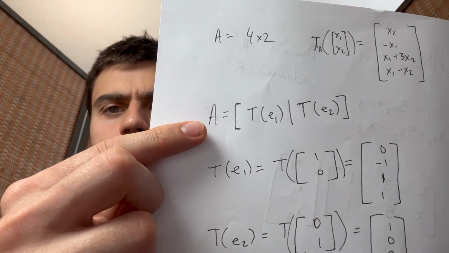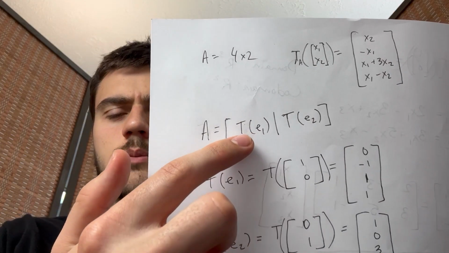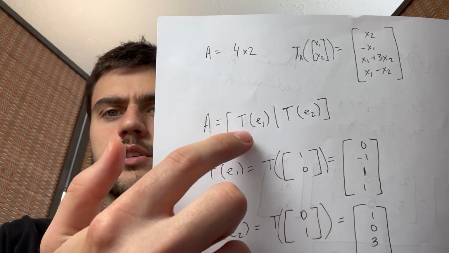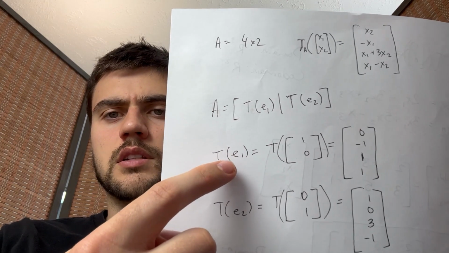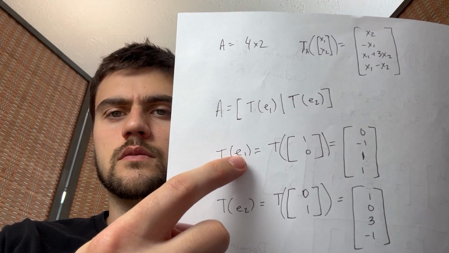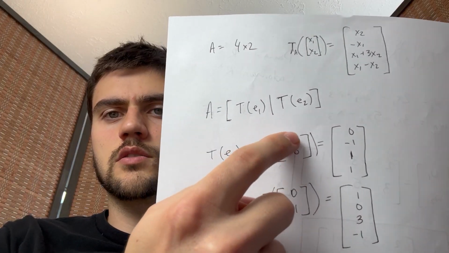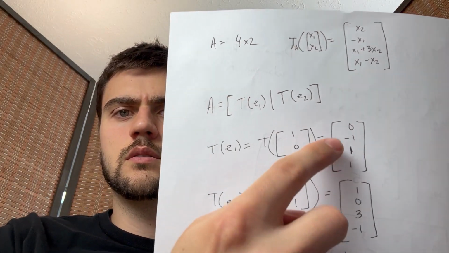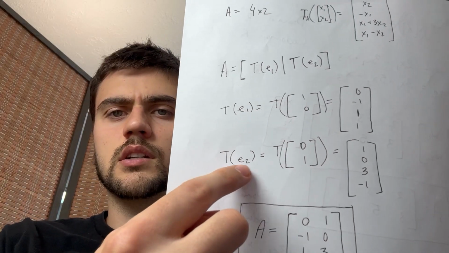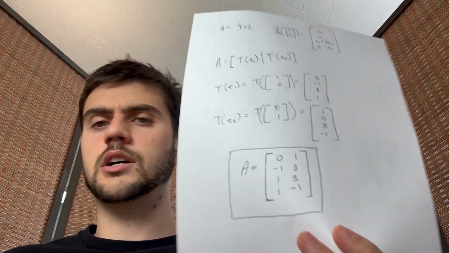A standard matrix can be found by partitioning the transformations of each of the standard basis vectors. So the transformation of standard basis vector number 1: plugging x1 and x2 into these expressions gets you that. Same thing for the second standard basis vector. Then partition, that's what it looks like. So I think I actually got that one right.